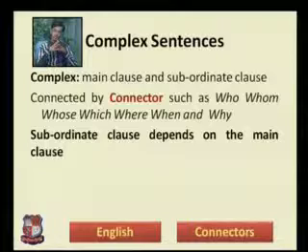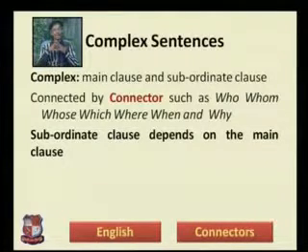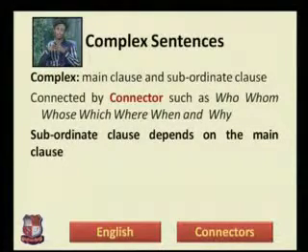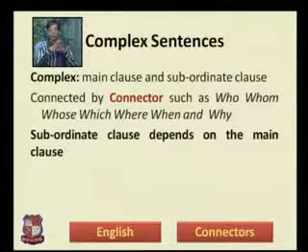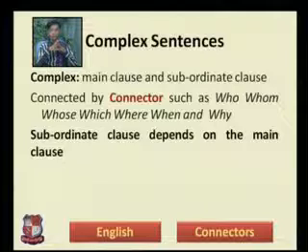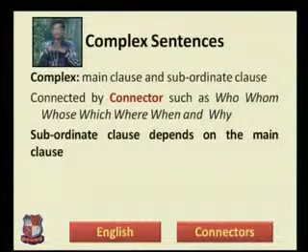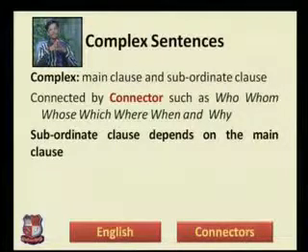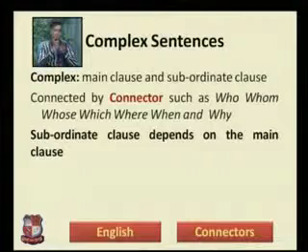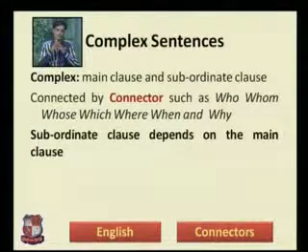You can also ask a question using which, like, which shirt do you like? You can ask a question using where. Where are you going? You can ask, when will you come? And you can also ask, why don't you pick up my phone? It means that using all these WH questions, you can ask questions also.